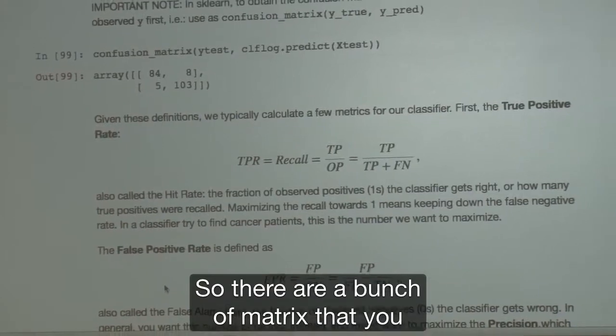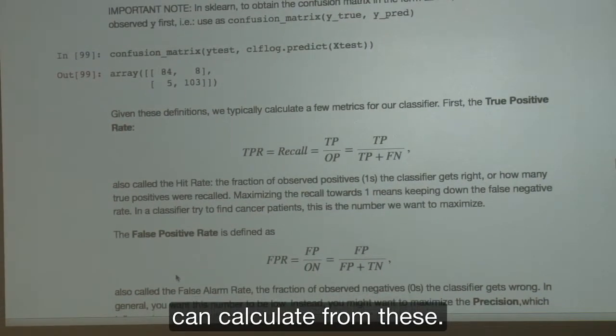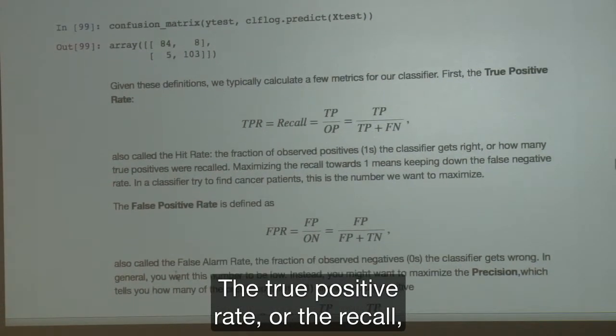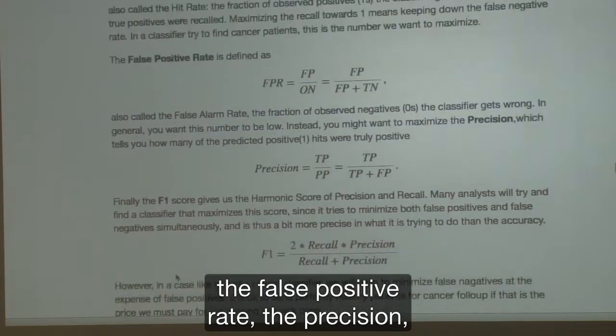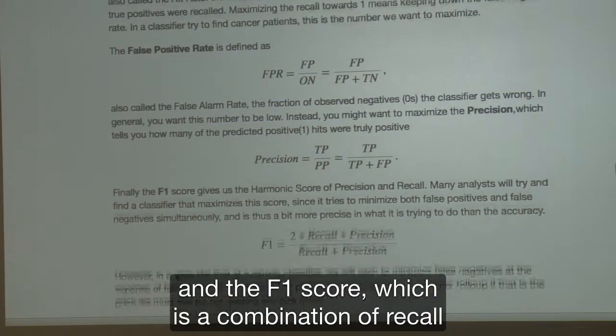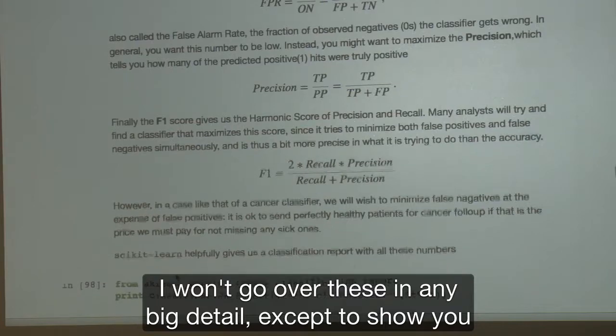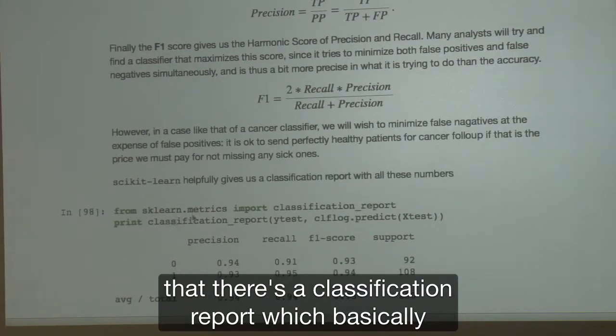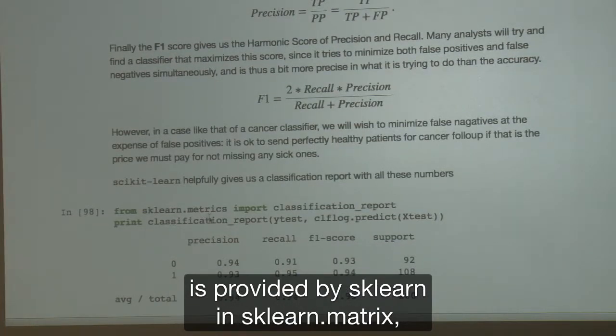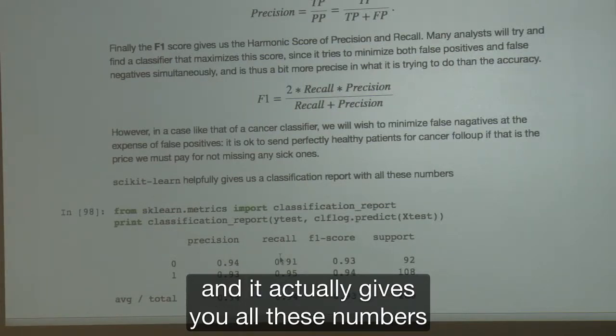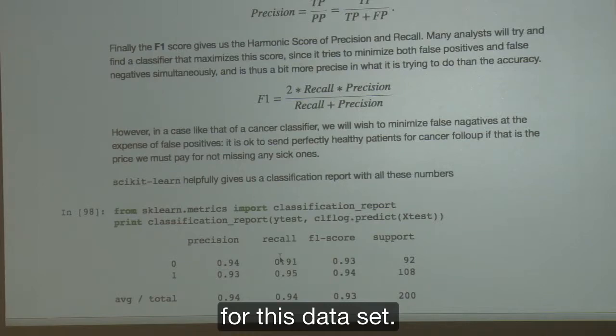So there are a bunch of metrics that you can calculate from these: the true positive rate, or the recall, the false positive rate, the precision, and the F1 score, which is a combination of recall and precision. I won't go over these in any big detail, except to show you that there's a classification report, which is provided by sklearn in sklearn.metrics, and it gives you all these numbers for this data set.